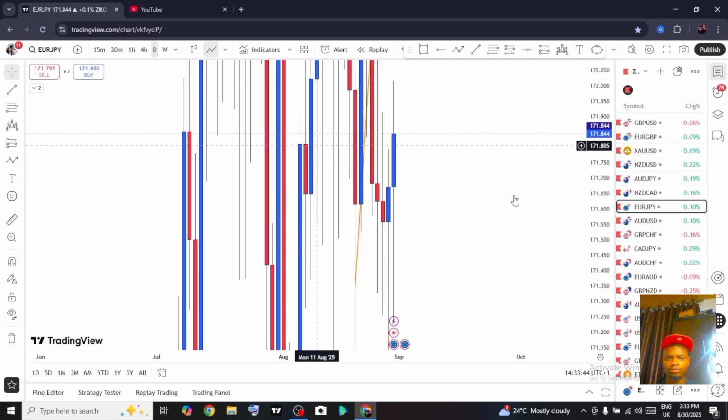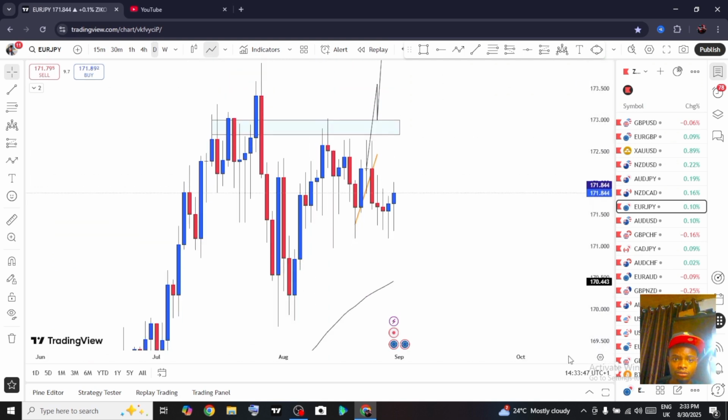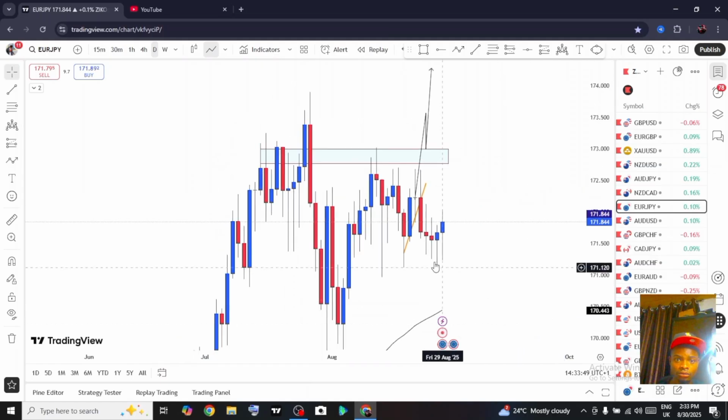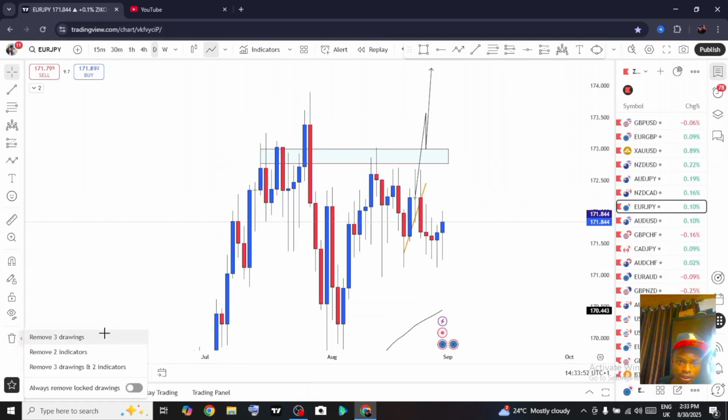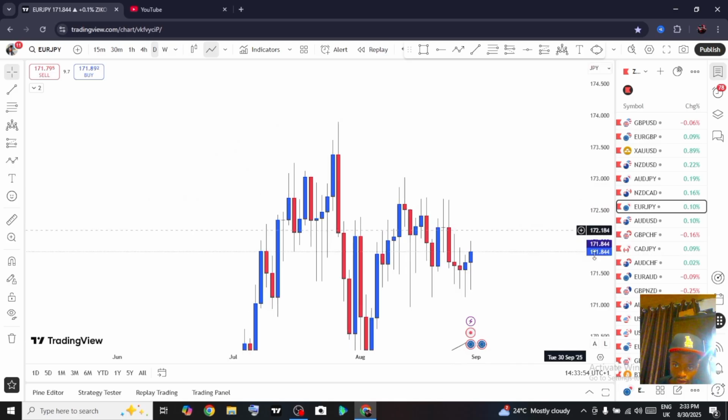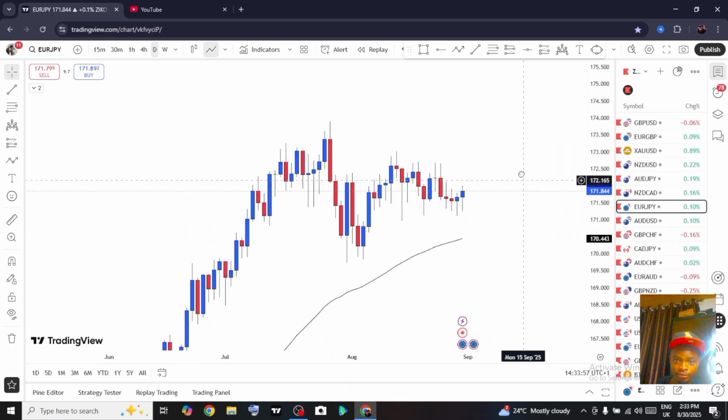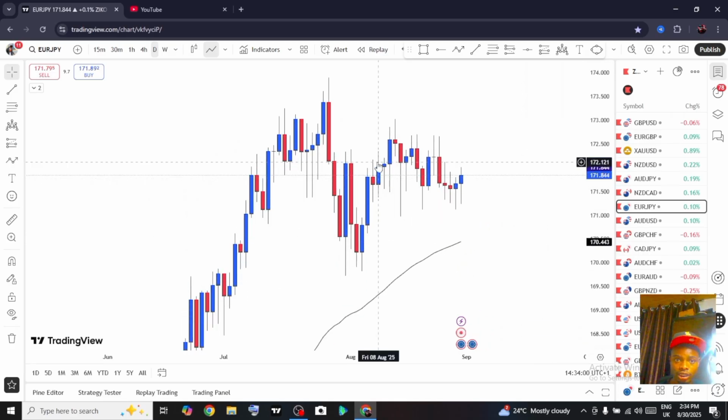Daily time frame. Let's delete everything. Daily time frame is not clean. As you can see, there's just multiple wicks everywhere, but the time frame is bearish. This is the lower low right here. This is the lower high, right? That is if you're counting this as a structure point. So let's see what the weekly is saying.